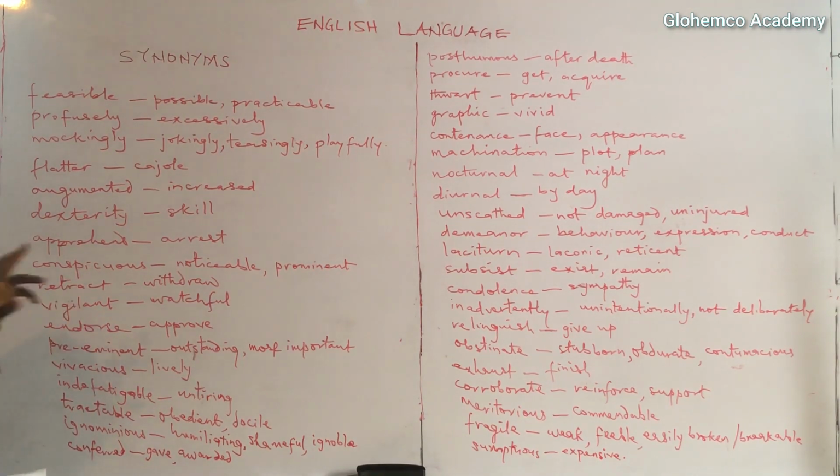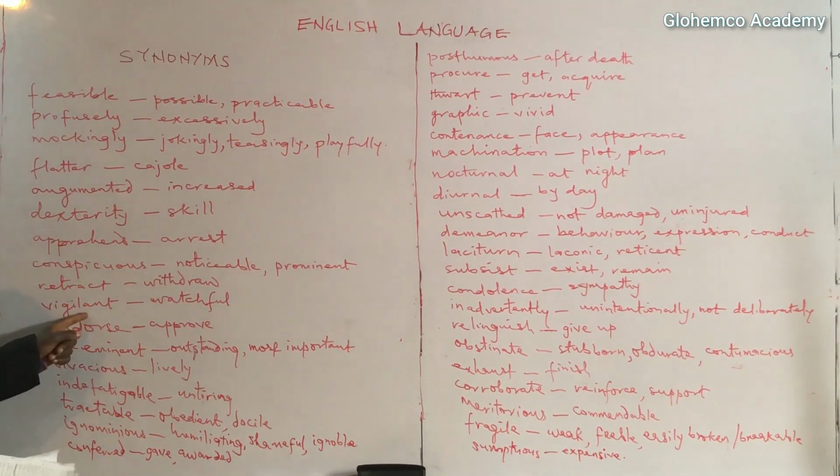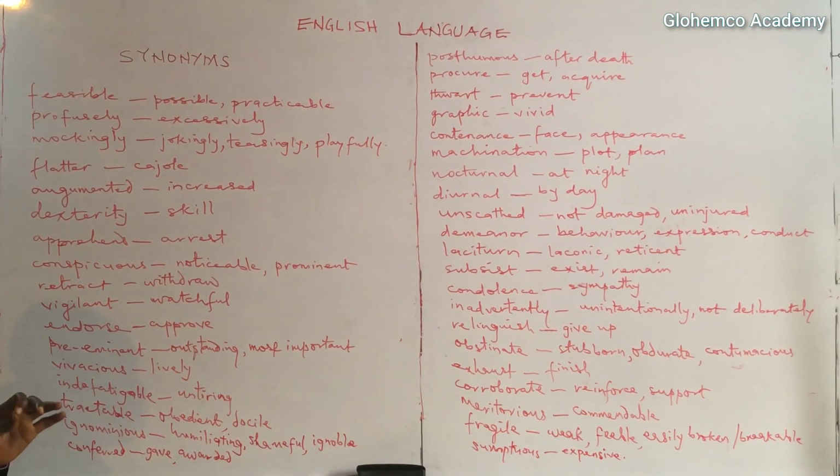Then we have retract. That statement is bad, it's wrong. Retract, so you retract, you withdraw. Then vigilant, watchful. If somebody wants you to be very vigilant, it means you have to be very watchful so that you don't fall into the trap set by your enemy.